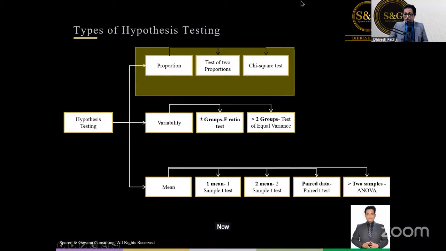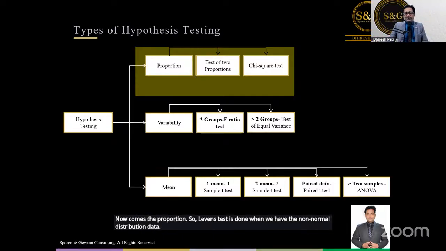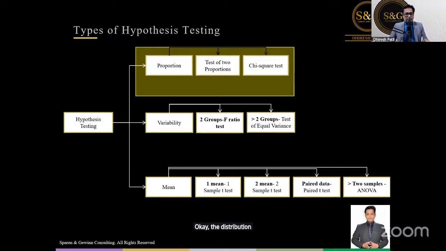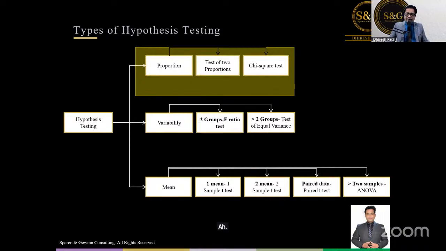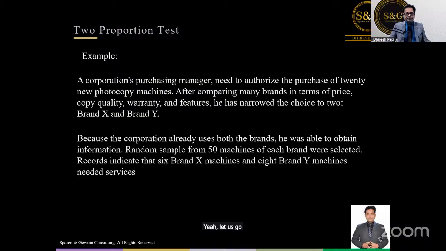Now comes the proportion. Levene's test is done when we have non-normal distribution data, like we have seen with the transformation. When we have a normal distribution, you don't have to go for Levene's test. If you have some kind of skewness in the data, then we go for Levene's test. Okay, let's go for proportion.